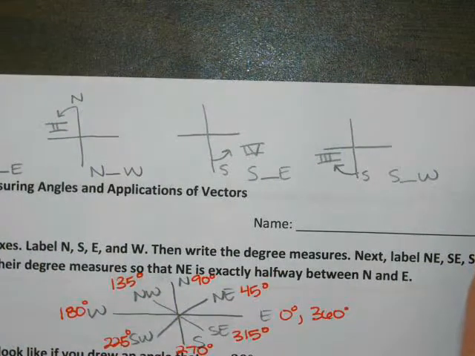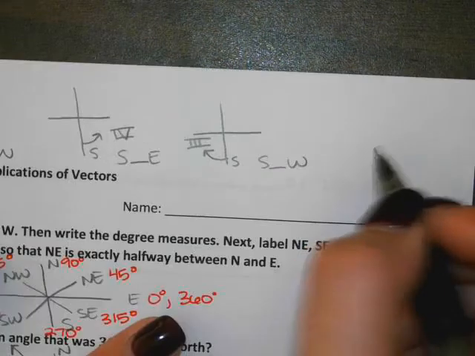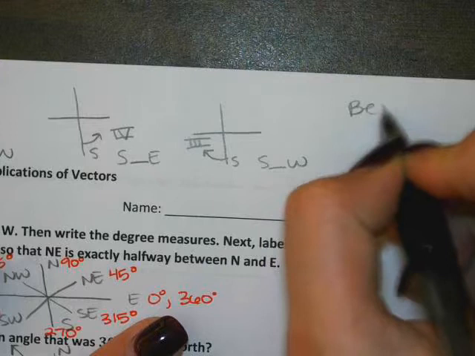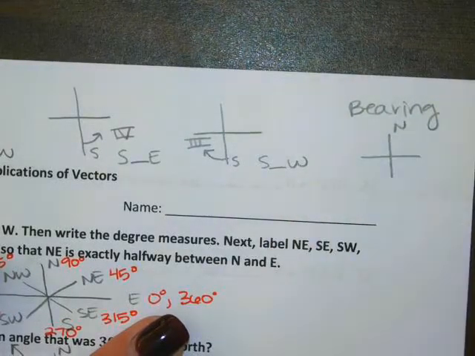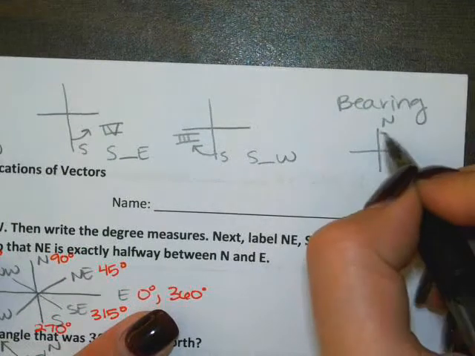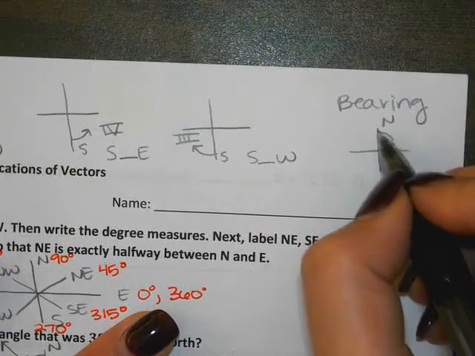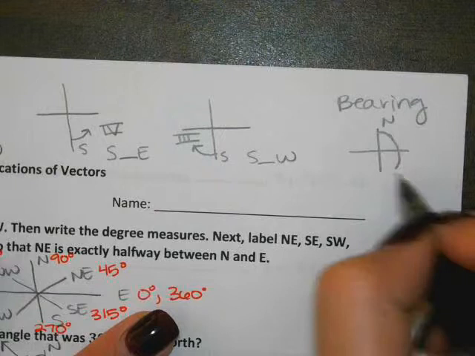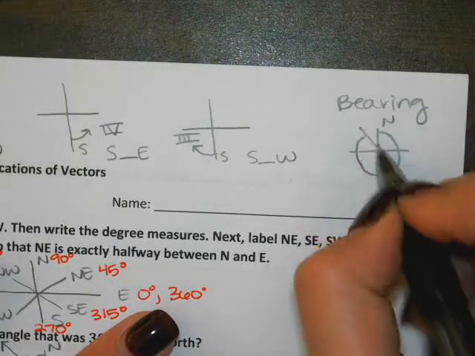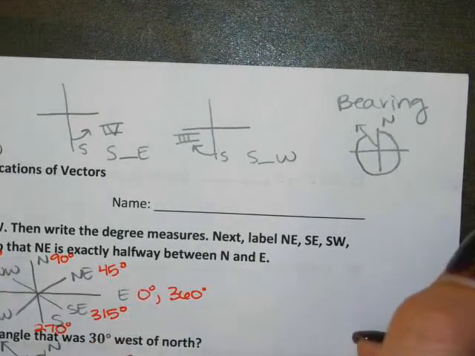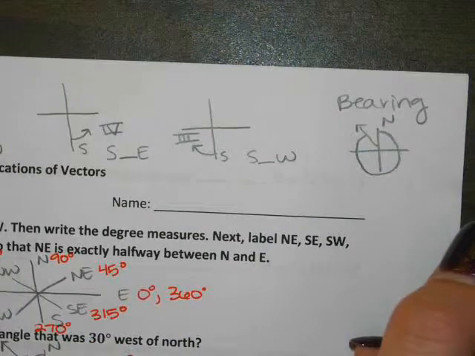And then the last type of notation that we have is called bearing. And this one starts at north, and it can use any of the quadrants. So it could only go this far, or it could go this far, or it could go this far. It could go all the way around even. So bearing can use all 4 quadrants, okay?